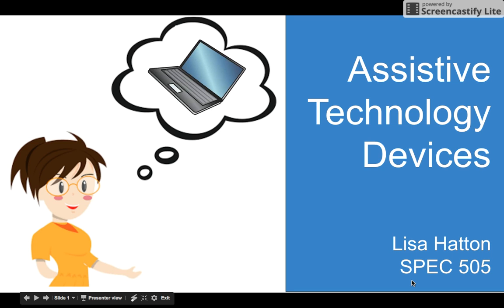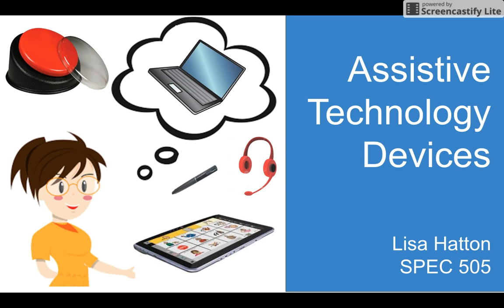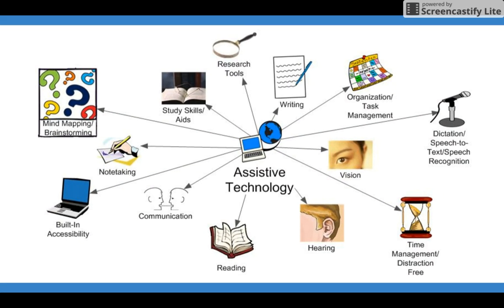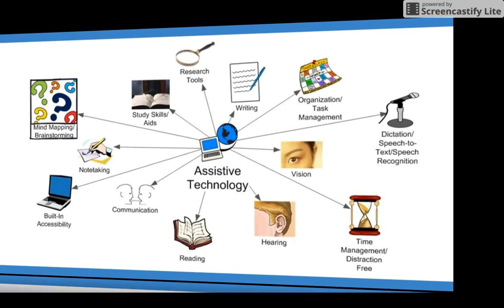Hello, today I will be talking to you about how assistive technology devices can be used to increase, maintain, or improve the functional capabilities of a child with a disability. Assistive technology device means any item, piece of equipment, or product system, whether acquired commercially, off the shelf, modified, or customized, that is used to assist the child with a disability. It can contain low, mid, or high tech devices.